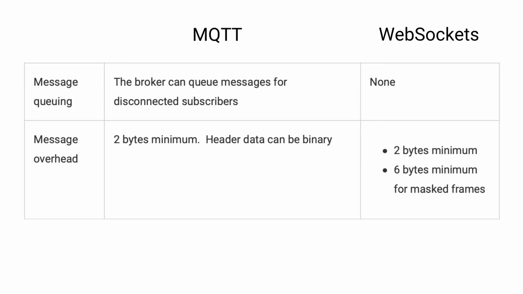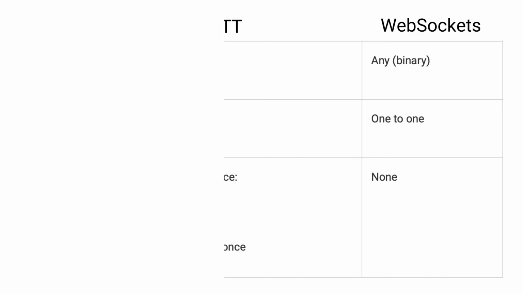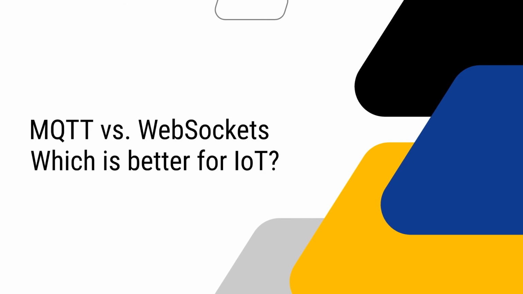Both MQTT and WebSockets have a minimum message overhead of 2 bytes. For WebSockets masked frames, the minimum message overhead is 6 bytes. MQTT and WebSockets can ingest any content type. The message distribution in MQTT is one-to-many and one-to-one in WebSockets. Finally, MQTT provides 3 qualities of service: quality of service 0, 1, and 2, improving reliability. WebSockets, however, does not feature quality of service.